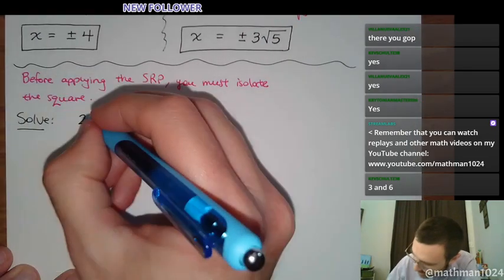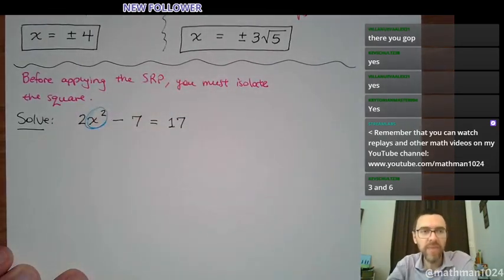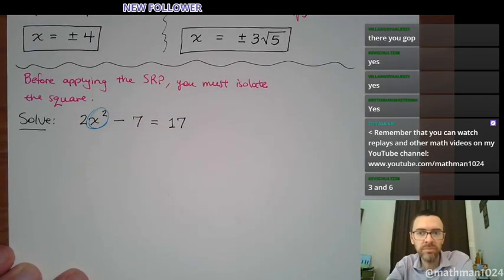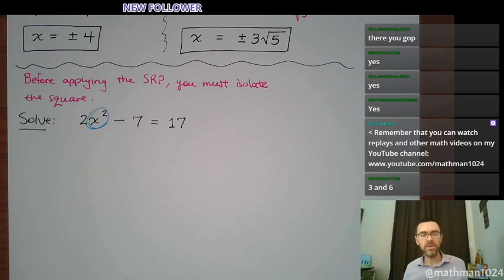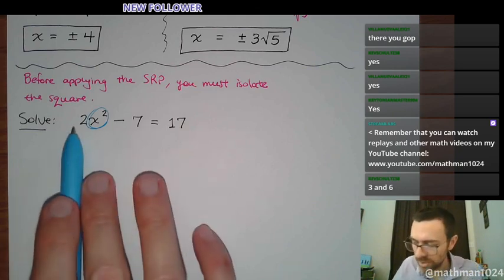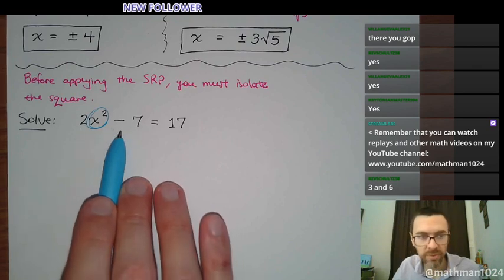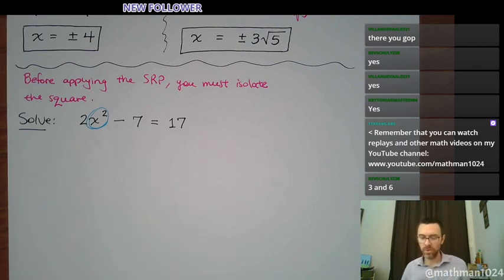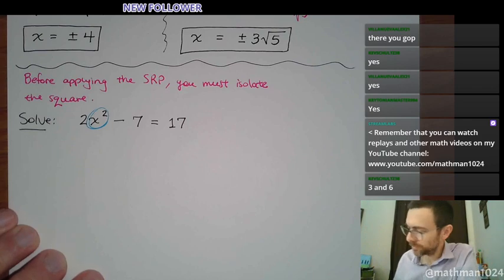I have to get that guy by itself. That means anything that's not connected to it, or anything that is not part of that, needs to go away. That means the 2 has to go away, the minus 7 has to go away. But you've got to do it in the right order. Okay? You don't want to get rid of the 2 first. You want to get rid of the stuff that is least connected to it, which is going to be that 7.